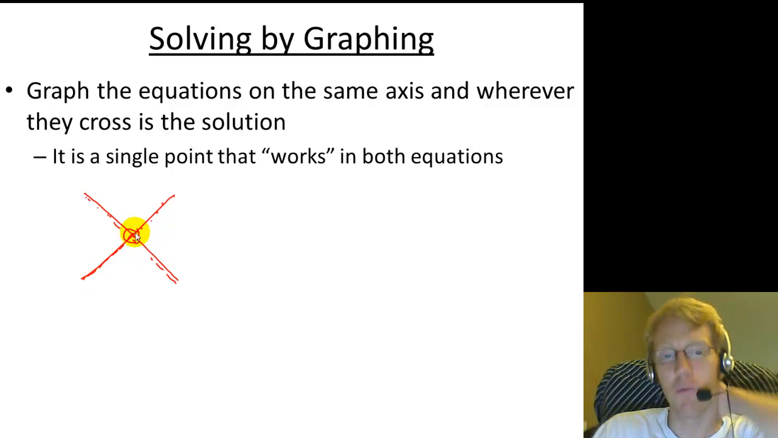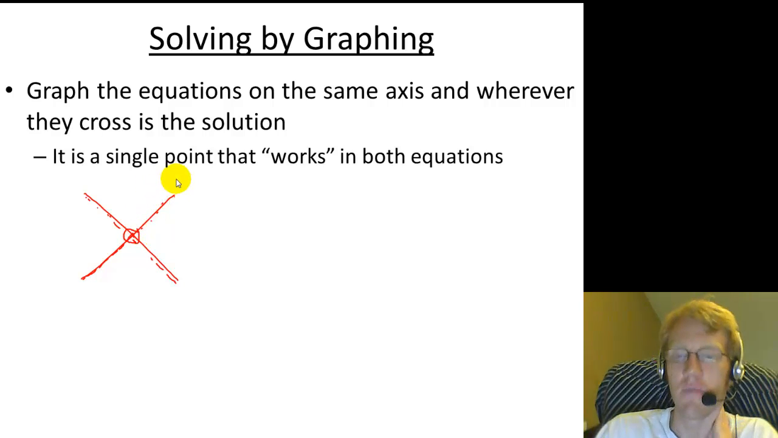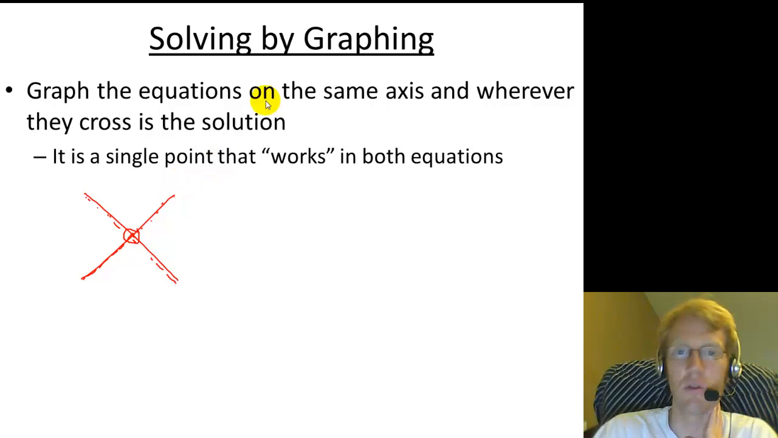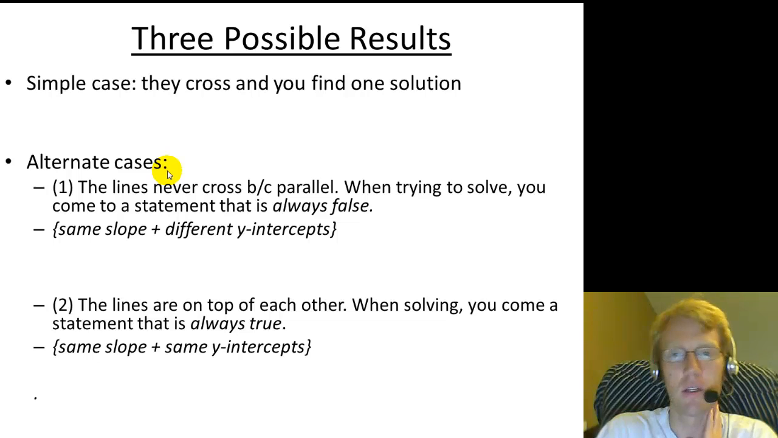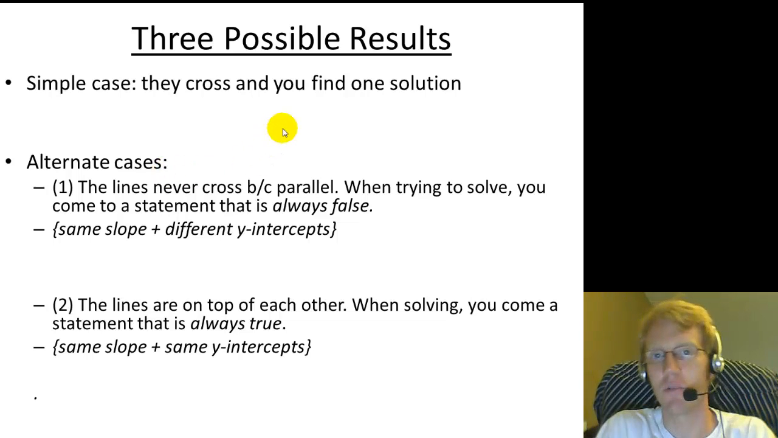So the single point where the two lines cross is going to be your answer or your solution to a system of equations. So if you want to solve by graphing, you can graph both equations on the same axis, so you'll graph two of them next to each other or on top of each other, and they'll cross at the solution point. Okay? So when you're graphing these, there's going to be three possibilities.